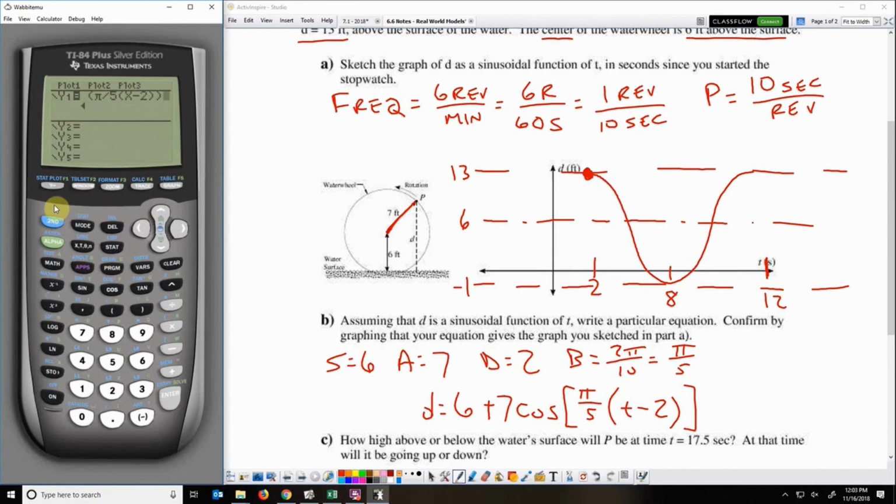And I'm going to go to my window. I don't need anything left of 0 seconds, so for my x minimum, I'll put 0. My x maximum, it goes up to 13. I'll go a little bit above that, so I'll go to 15. Scale of 1. My y minimum, it only goes down to negative 1. I'll go a little bit below that. Negative 3.